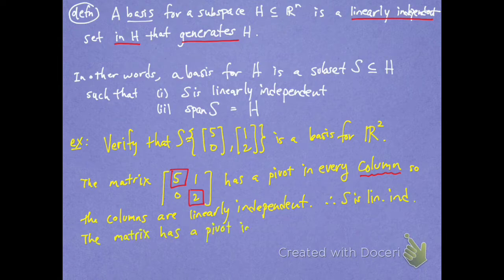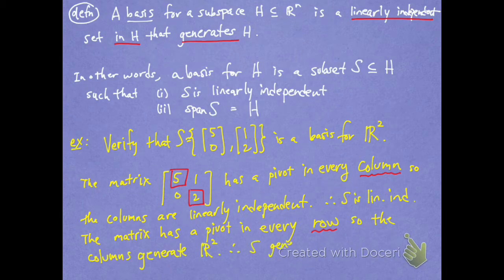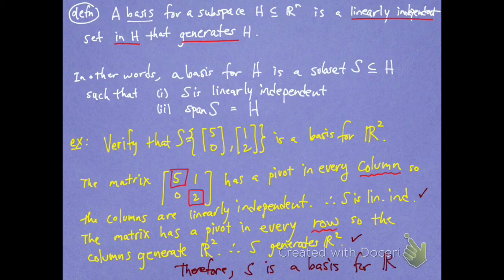Now the matrix also has a pivot in every row, and we've shown that that means that the columns generate R2. And therefore, since the columns are exactly the vectors in S, S generates R2. So the set S is linearly independent, and it generates R2, and so therefore S is a basis for R2.